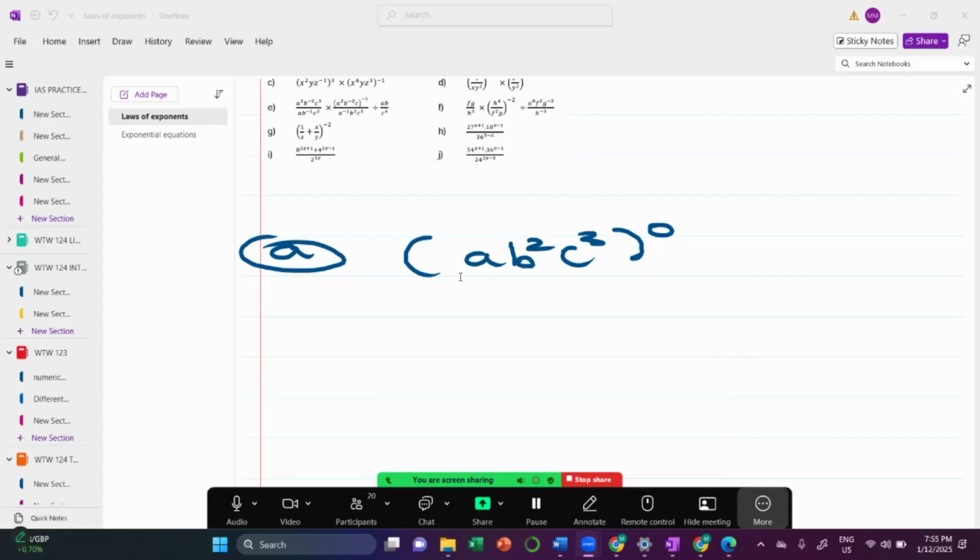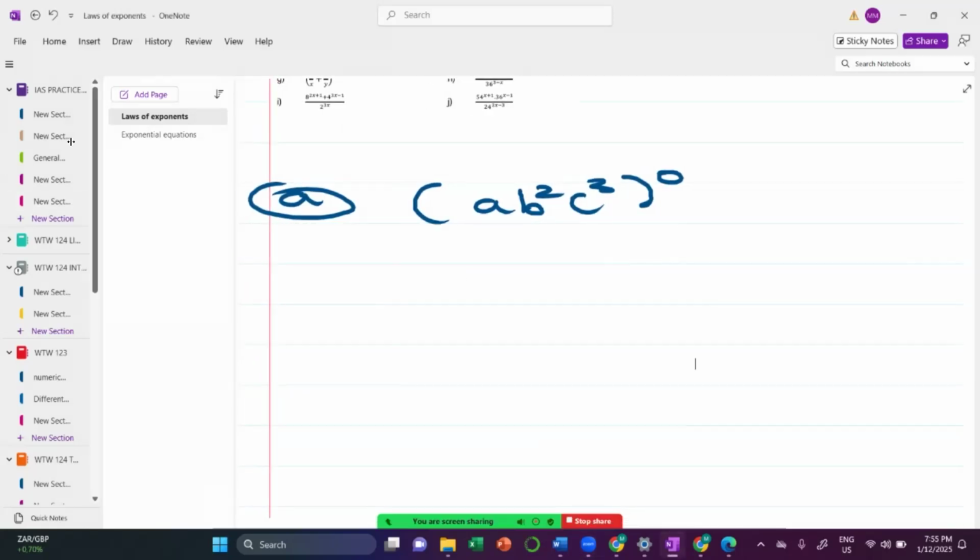Letter A, they have A times B squared times C cubed. A multiplying B squared multiplying C cubed. All of these are different bases. They are all multiplying each other, so we cannot add the exponents.